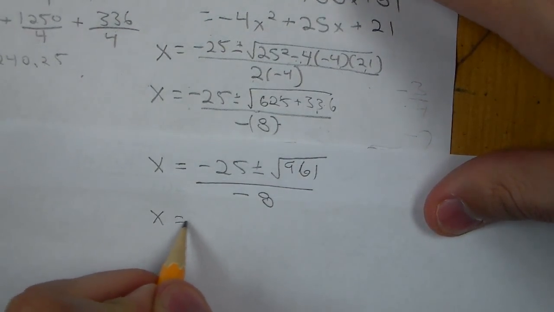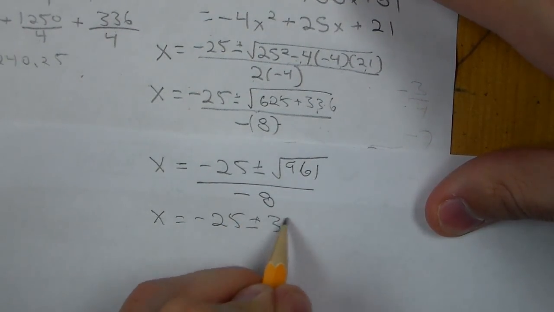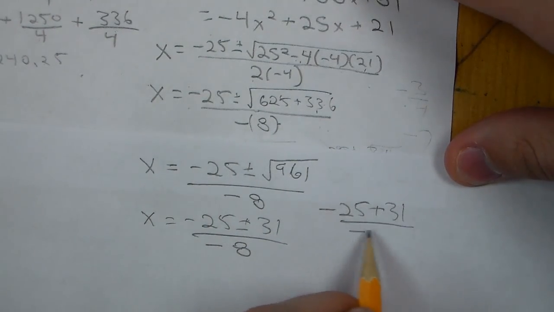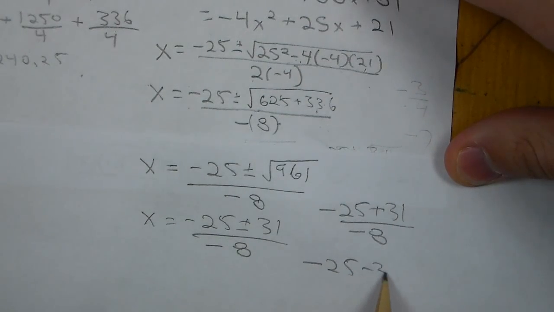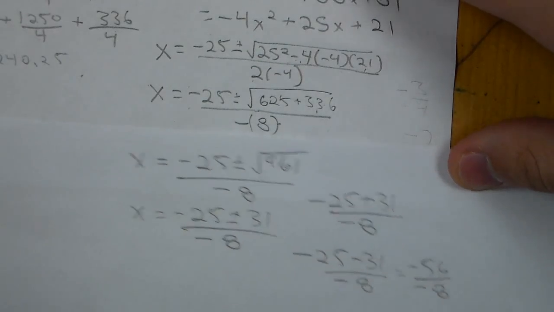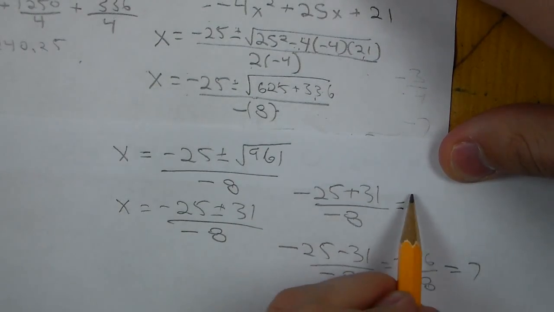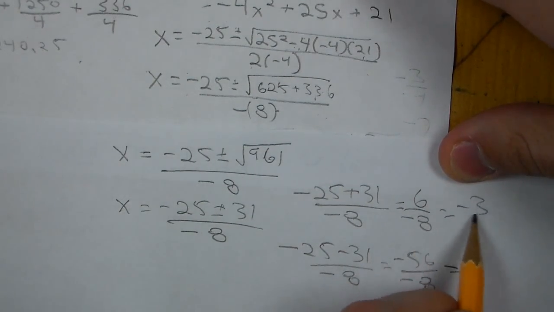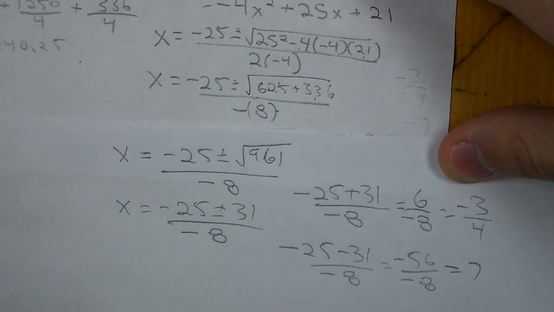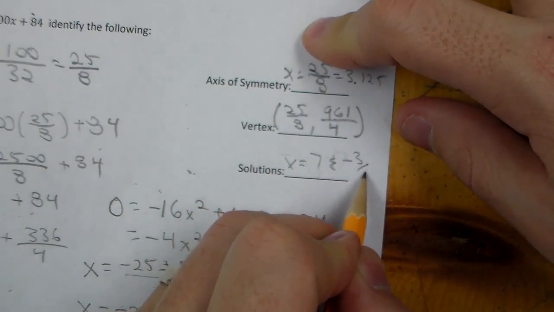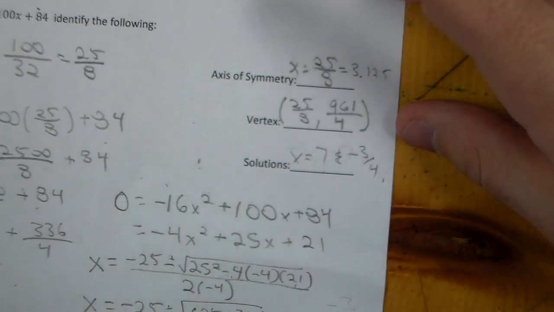For 961, that is a perfect square. That is the perfect square of 31. So now we have negative 25 plus 31 over negative 8, and negative 25 minus 31 over negative 8. The bottom one becomes negative 56 over negative 8, which is just 7, because it's a negative divided by a negative. And up here we get 6 over negative 8, which comes out to be negative 3/4. So our two solutions are negative 3/4 and 7. So up here we'd write x equals 7 and negative 3/4. These are the solutions, whereas we found the vertex to begin with.